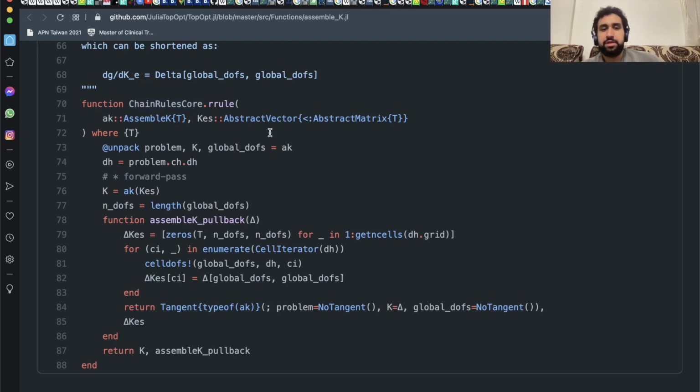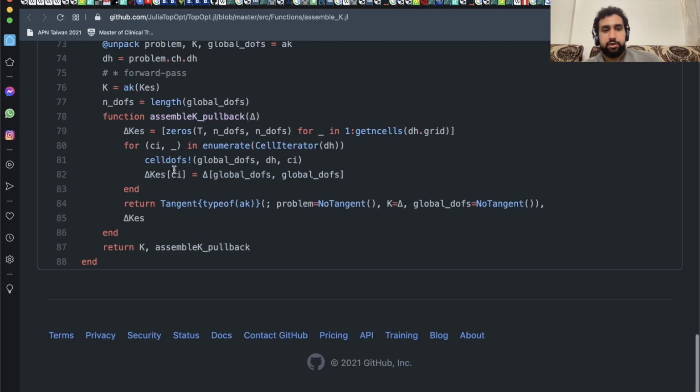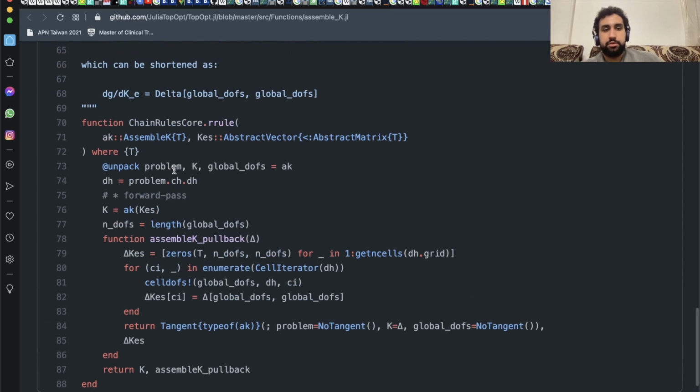And this then will be picked up by Zygote. So Zygote uses ChainRules and uses all the rules defined in ChainRules. And so if you're using Zygote to define a function that calls this assembler or this callable struct, then it's going to be using this rule. And you can actually verify this by printing something here and seeing that it actually does print whatever you're printing, and that means that it's actually using this rule, right? And you can easily verify that the rule is being used and picked up by an AD system.